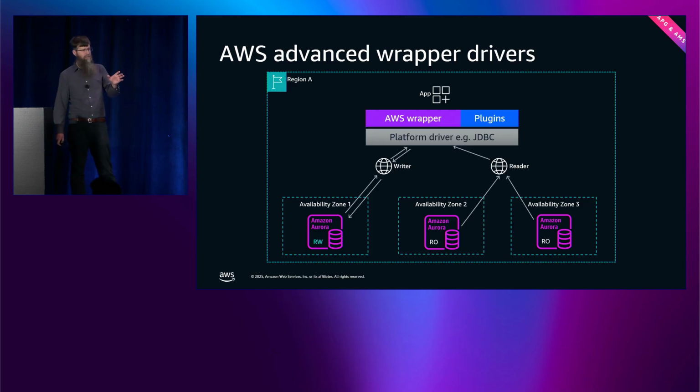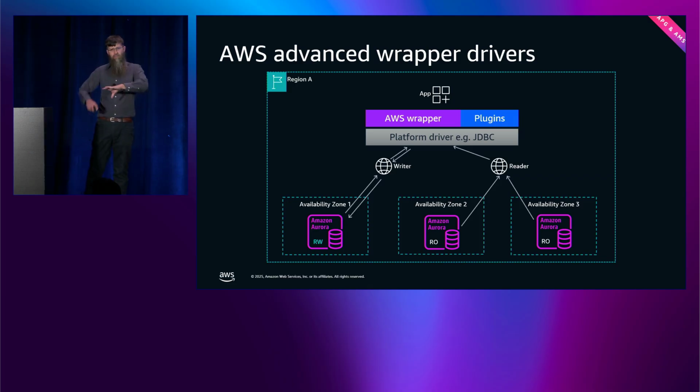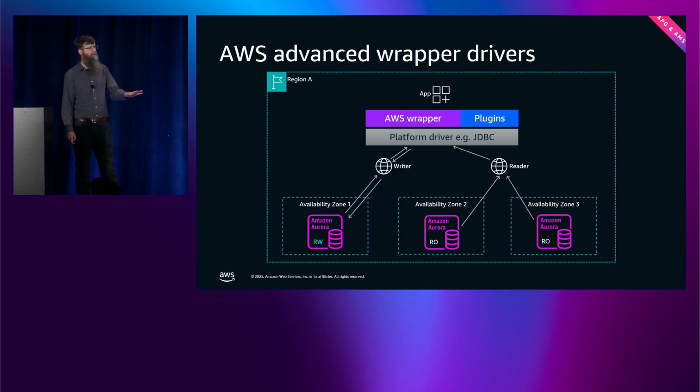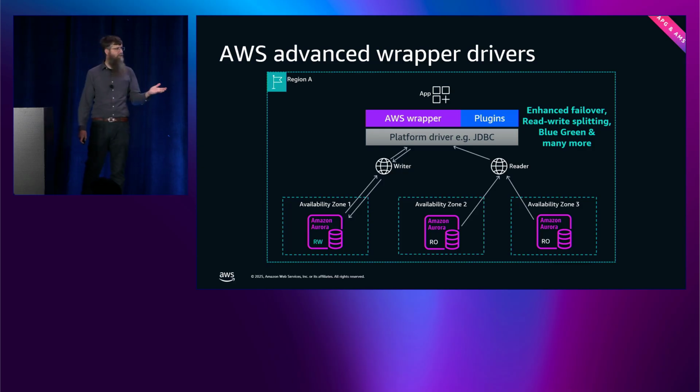So the wrapper drivers, they've got intimate knowledge of what's going on inside a cluster. They know which ones are the readers and the writers at this point in time. And so they can handle failover much more quickly. They're built by wrapping around your existing platform driver, like JDBC in this case, but we have them for ODBC, Node.js, Python, a bunch of other ones, right? So if you've already qualified your platform driver, we're not going to change it. We're just going to wrap it with some plugins. One of those plugins is called Enhanced Failover. Another one's read-write splitting, blue-green, which we'll talk about, and a few more.